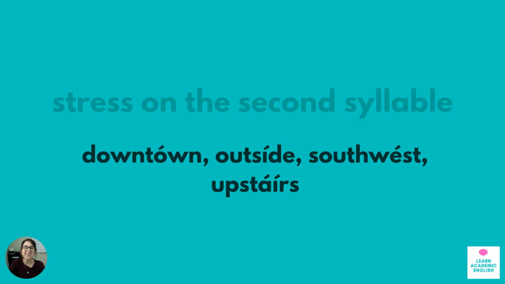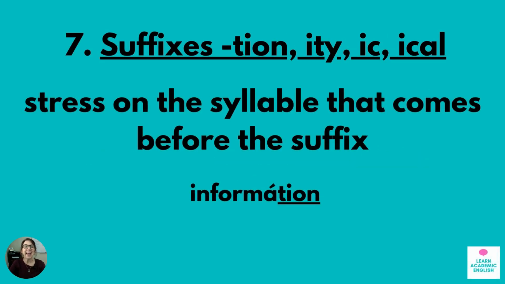Okay, let's go to the next rule. And this is about suffixes. Now, there are many suffixes in English. Suffixes are little parts of words that go at the end of a word. And there are many of them, but 4 very common ones are the suffixes shun, itty, ick, and ickle. And these are going to have stress on the syllable that comes before the suffix.